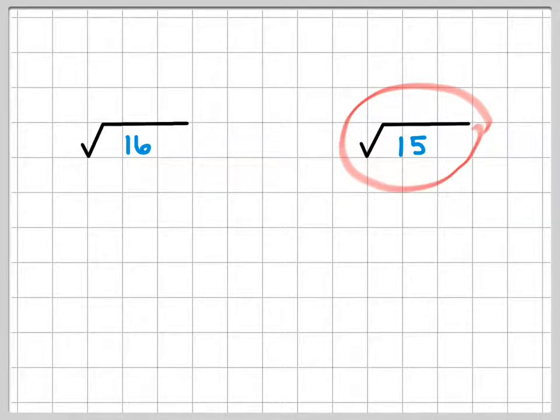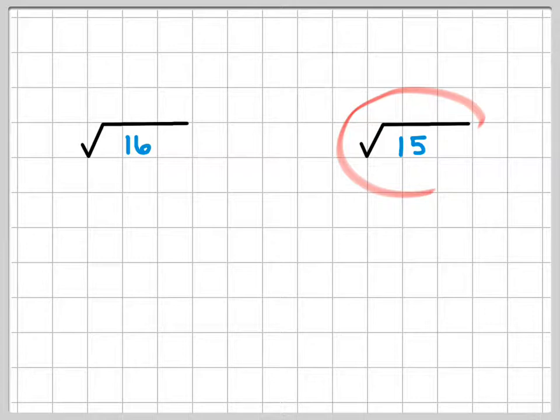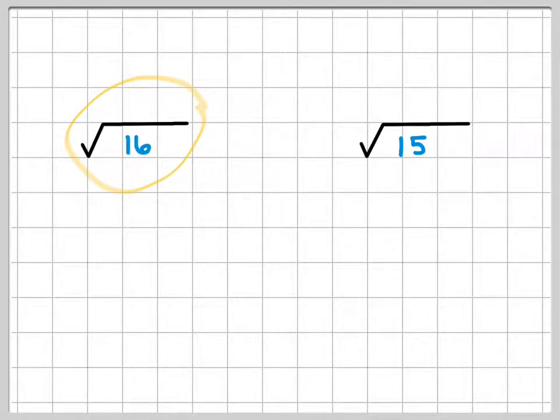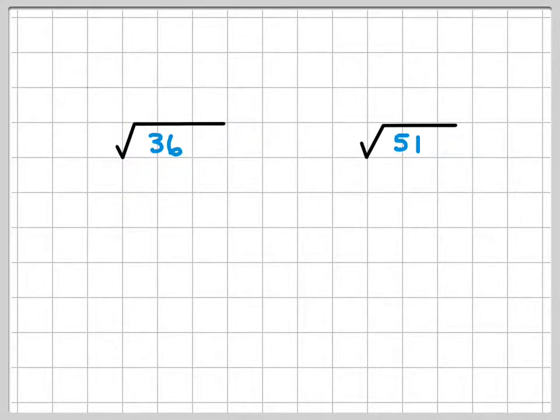We know our factors are 15, but that's not what we're asking for here. We're asking for a square root. And we know we can't find anything times itself that comes to 15. So this is the surd. It's going to have a strange answer with a decimal point. And this is the square root because we know it'll have the answer of 4, because 4 times 4 is 16.